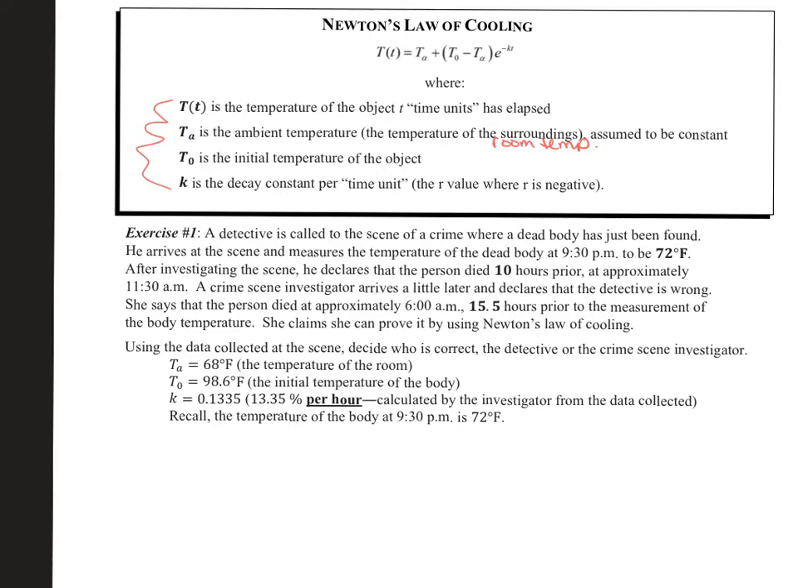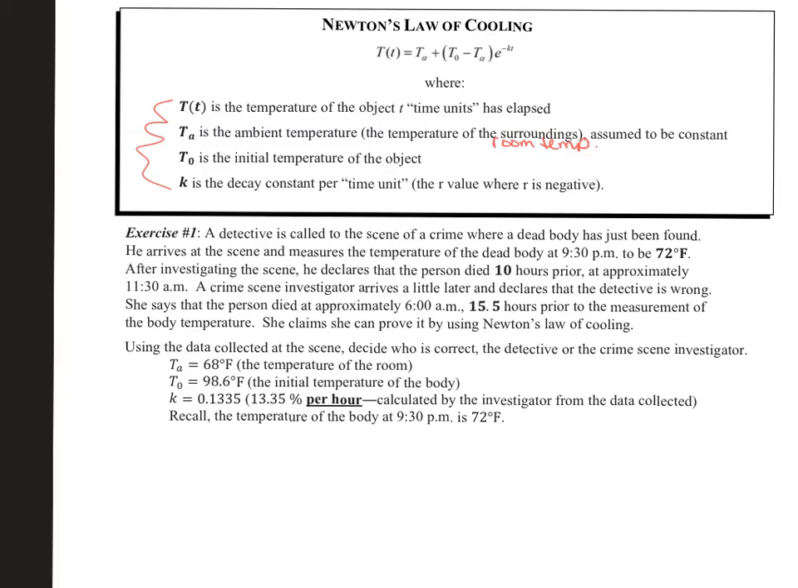T sub 0 is the initial temperature, so they're using something different, right? They kept using A before P for principal, but it's the same idea. It's the initial temperature of the object. K is new. It's the decay constant per time unit. So this is sort of new. This is sometimes given to you, but even if it's not, there is a way to figure it out. Okay?